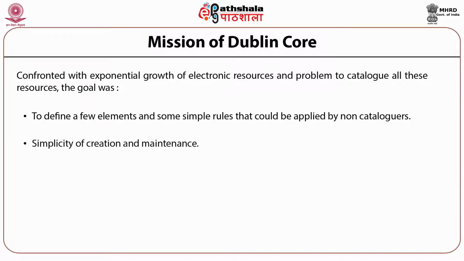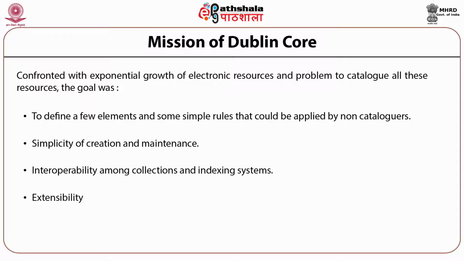Secondly, simplicity of creation and maintenance. You should not feel any complexity or confusion, or have it take a lot of time. So, it must be very simple to create and maintain. Then interoperability: as I discussed earlier, interoperability among collections and indexing systems. Then extensibility, meaning nothing is fixed and it can be extended whenever required, along with commonly understood semantics.